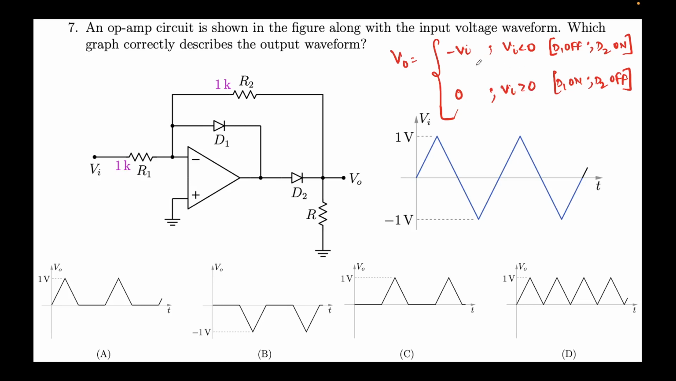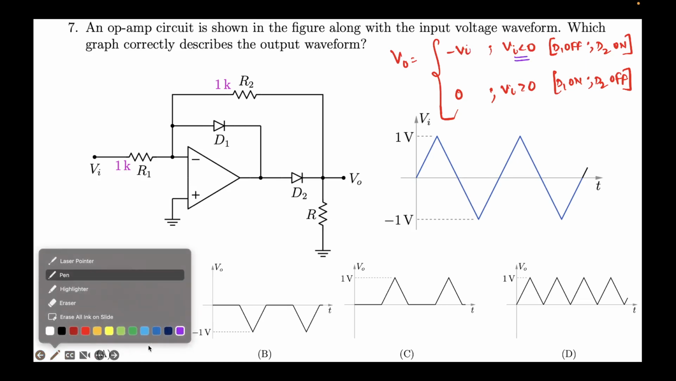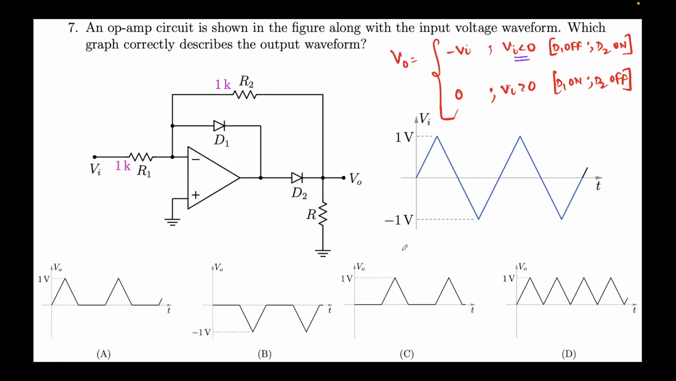Now let's try to plot them. So let's take when Vi is less than 0. When Vi is less than 0, output is inversion of Vi. So this is the case. I'll use the red color itself. So when Vi is less than 0, this means we are talking about this part. In this part V out is inversion of Vi, so V out will look something like this, inverted, right? It's a triangle, sorry about that.